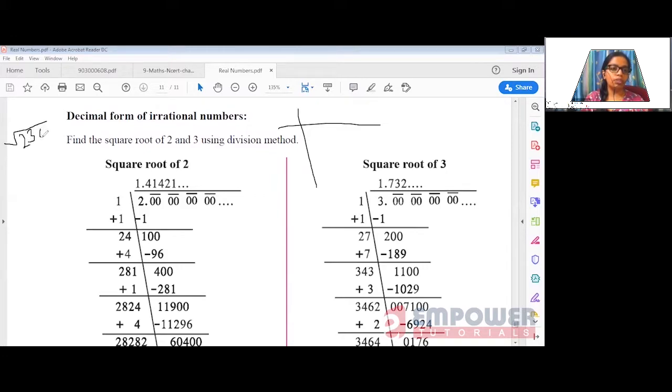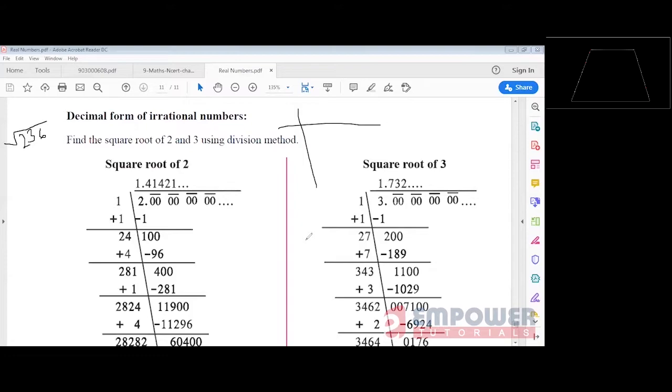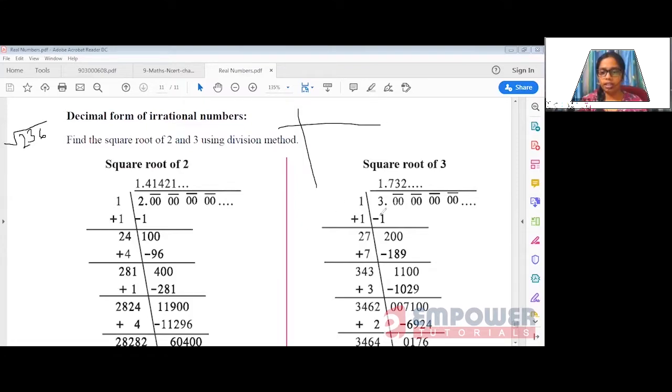Is root 236 a perfect square? Is 36 a perfect square of some number? Yes. Is it a perfect square? No, ma'am. Okay, who was saying it is a perfect square? It's not a perfect square.